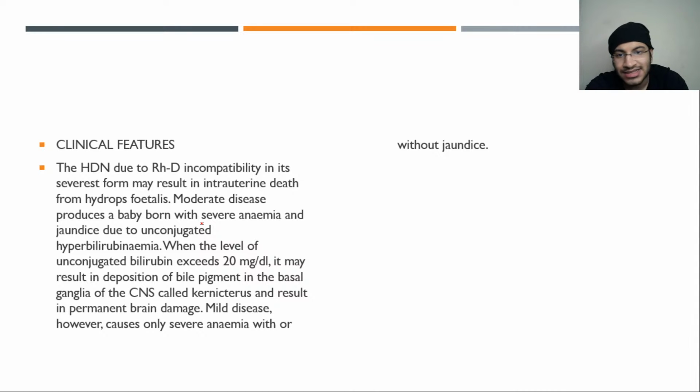So HDN due to RhD incompatibility in its severest form may result in intrauterine death from hydrops fetalis. Moderate disease produces a baby born with severe anemia and jaundice due to unconjugated hyperbilirubinemia. When the level of unconjugated bilirubin exceeds 20 mg per deciliter, it may result in deposition of the bile pigment in the basal ganglia of the CNS, called Kernicterus, and result in permanent brain damage. Mild disease, however, can cause only severe anemia with or without jaundice.